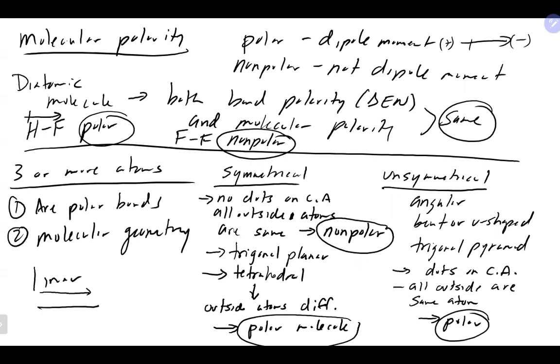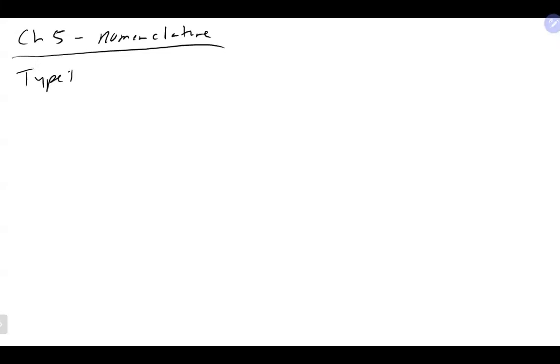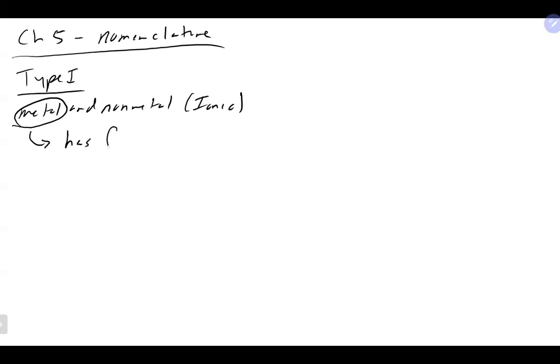Then we went to the other big chapter there, which is backwards to chapter 5. So we talked about naming, about different types of naming. And really, we have one. Type 1 is a metal and a non-metal, which means it's ionic. And as we talked about with naming, whenever a metal's involved, it is the most important. And a type 1 metal basically has a fixed charge.